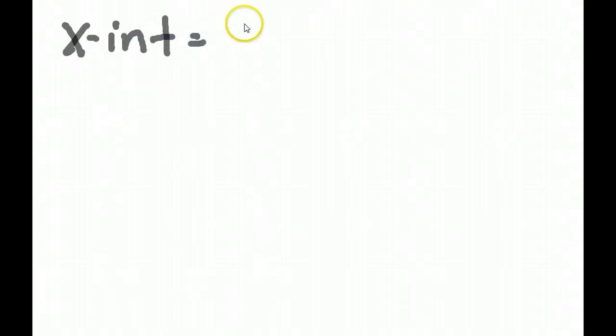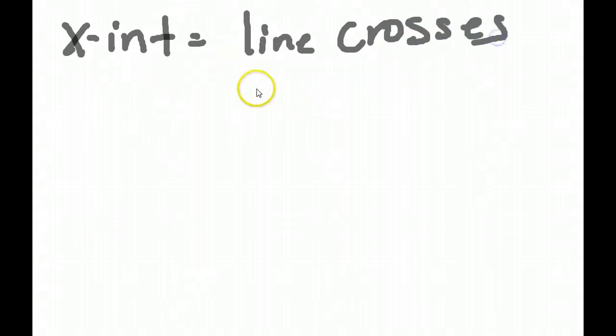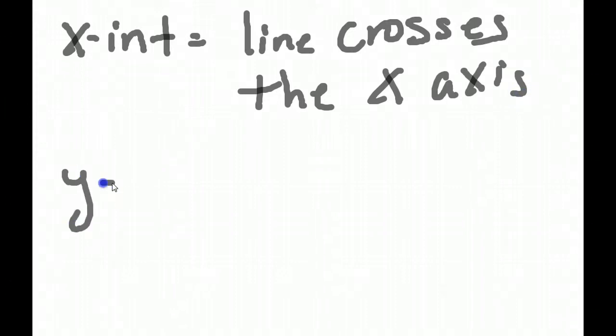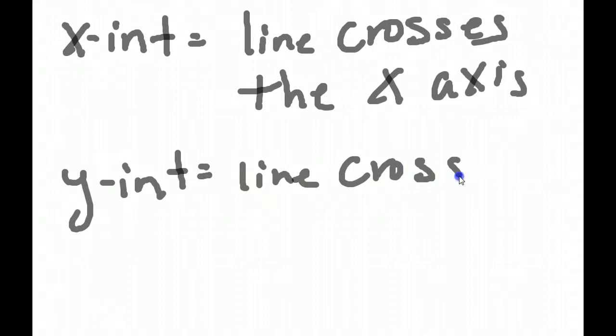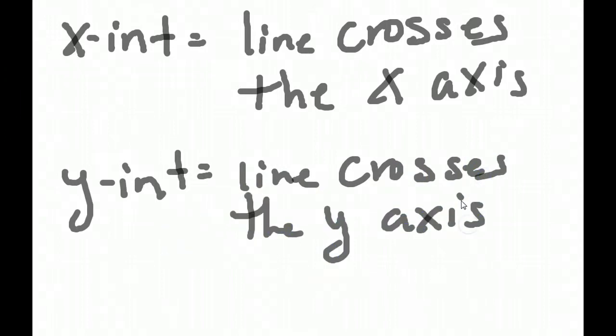Okay, so now we're on page 156, about a third of the way down the page. We're going to talk about intercepts. The x-intercept is where a line crosses the x-axis. And the y-intercept is where the line crosses the y-axis. So if you're looking at a graph and you're looking where it crosses your x-axis, that's your x-intercept. If you're looking where it crosses the y-axis, that's your y-intercept.